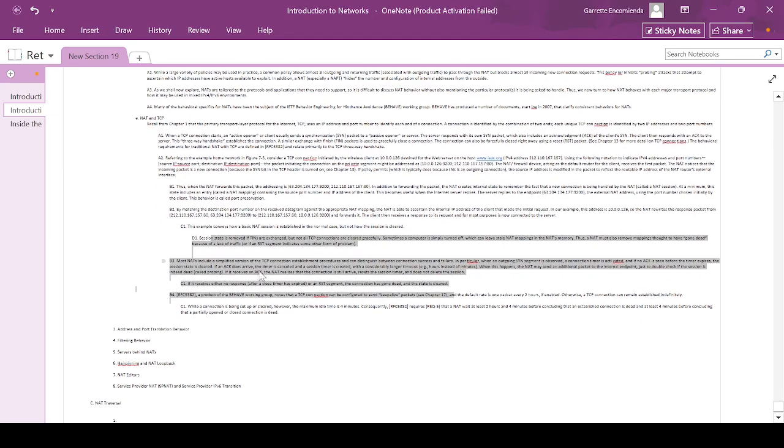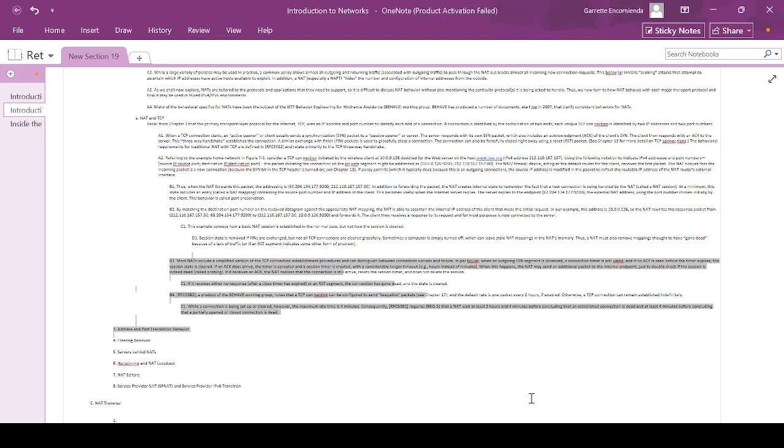Most NATs include a simplified version of the TCP connection establishment procedures and can distinguish between connection success and failure. So most NATs on the internet provide a simplified version of this TCP connection whenever you're trying to browse something on the web. In particular, when an outgoing SYN segment is observed, a connection timer is activated. So once you go into the site, a SYN segment is observed and a connection timer will be activated. Remember, that's the keyword: connection.